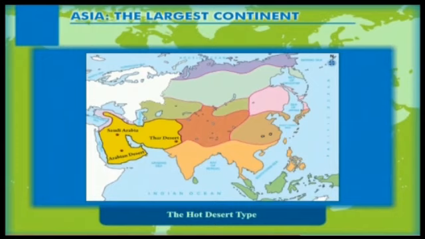Now let us see the hot desert type of climate. This hot desert type of climate is experienced in the Arabian desert in Saudi Arabia and the Thar desert in India and Pakistan. The features of this hot desert type of climate are as follows. Number one, they record a large diurnal range of temperature due to the absence of clouds. That means days are very hot and the nights are very cold. Number two, they are characterized by extremely hot summers and very cold winters, and they receive scanty precipitation, and mostly it's in the form of fog.